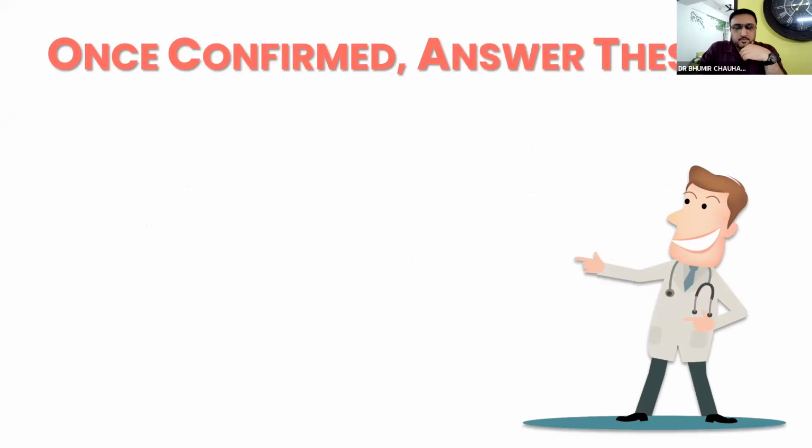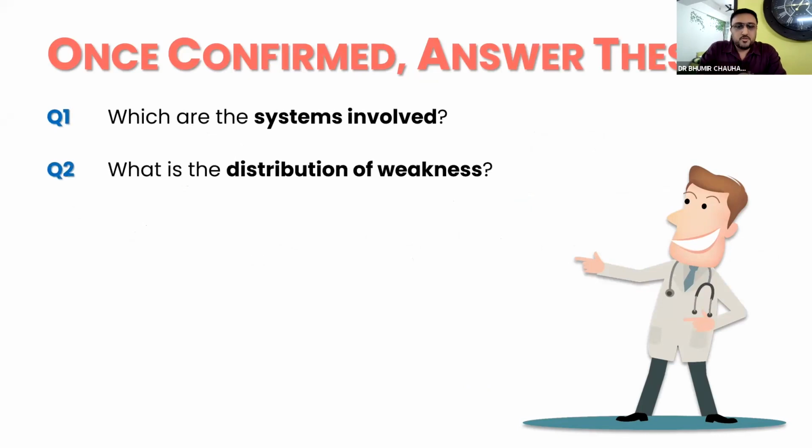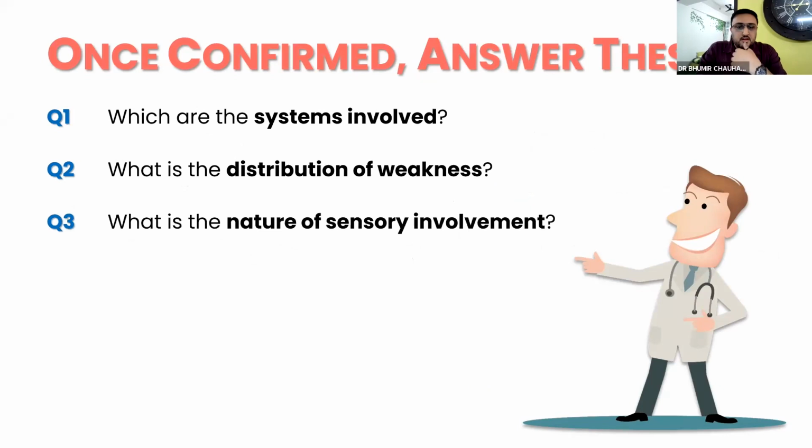So once we confirm that the patient has peripheral neuropathy, and there is no other system involved, your next step should be answering these sort of questions. The first question being, which are the systems involved, sensory, motor, etc.? Next, if there is a motor involvement, what is the distribution of weakness, whether it is distal, proximal, symmetrical, asymmetrical? Next is, what is the nature of sensory involvement, whether it is touch, pain, temperature, is it the same? Is there a prominence of positive symptoms or negative symptoms?